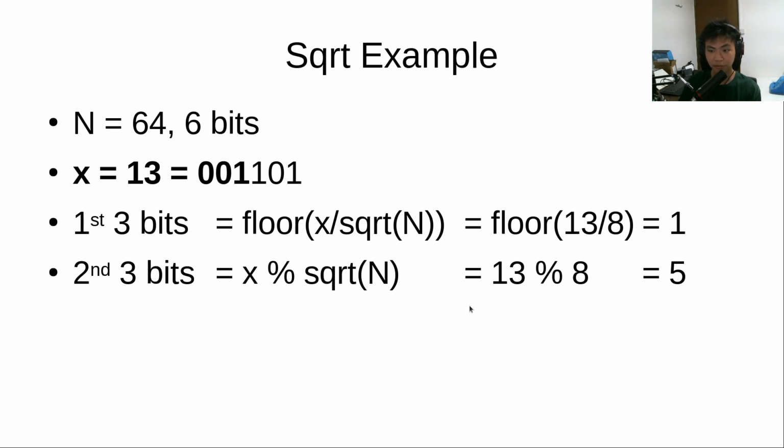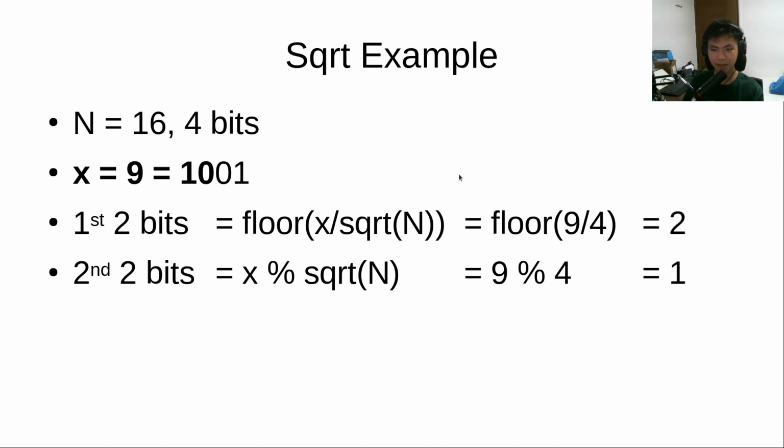What is this useful for? This is the observation so far, but we can actually apply it to the buckets. Another example: I reduce 64 to 16 because I'm going to show you a diagram next. If we have n equals 16, x equals 9, the same computation applies, just that instead of 6 bits, we have 4 bits. So it splits into 2, 2.